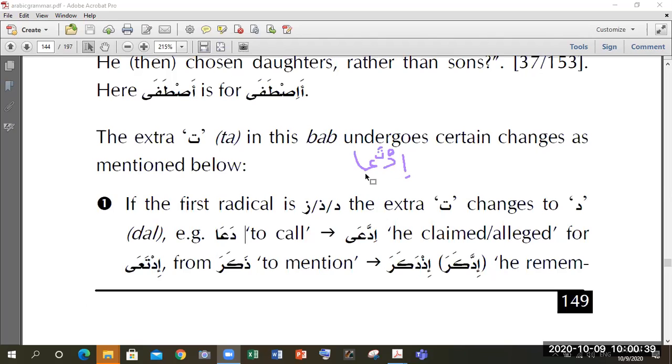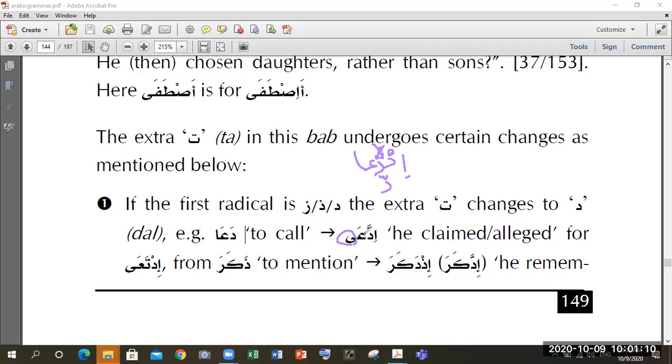It becomes so difficult because the makharij are the same. So to make it easy, they say just drop this ta and add one more dal. When two dals are there, it will take a shadda, so it will be idda'a. Why this has come, that's another story.